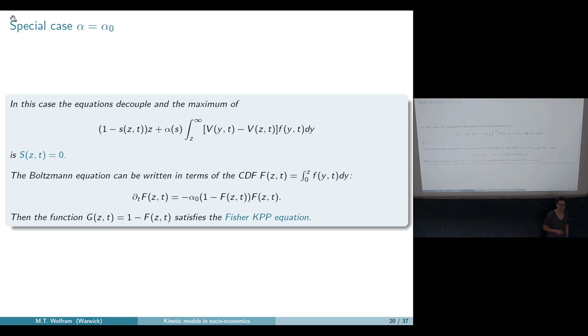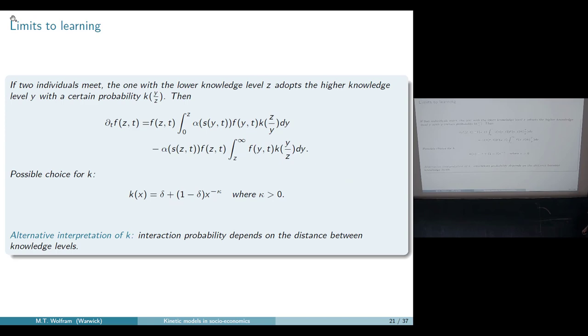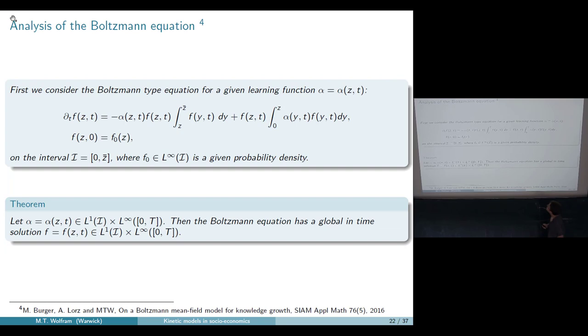Okay, so in this case the system decouples, it gets much nicer. For Fisher-KPP, we know a lot. So in this case, we can say, well, it should be fine, and you get first insights. The next thing is, okay, can I show that there exists a solution?